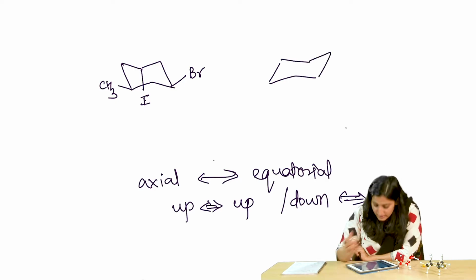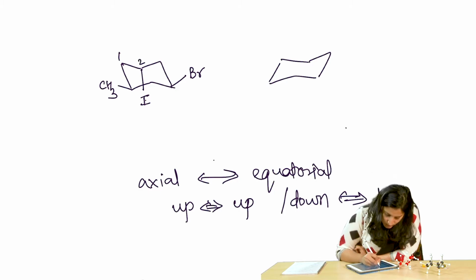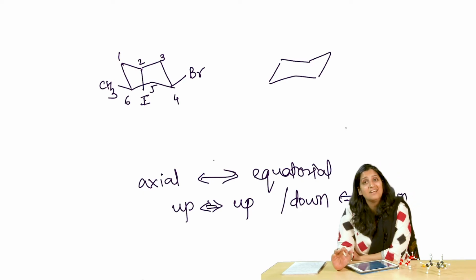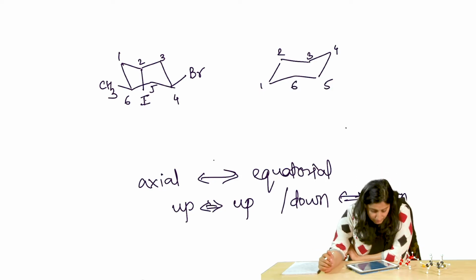So, I draw the skeleton. Now, again start numbering such that you keep it consistent. I like to start numbering from the head carbon. So, this is 1, 2, 3, 4, 5, 6. But remember, you can start numbering from any carbon. The trick is to just be consistent and in the same direction go on numbering. Otherwise, you can really start from any carbon, it does not matter. This is 1, 2, 3, 4, 5, 6 on the same chair flip.